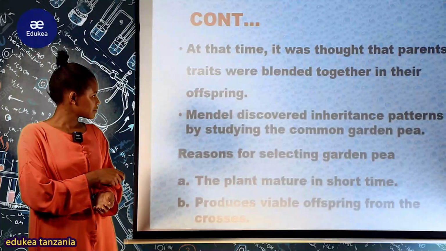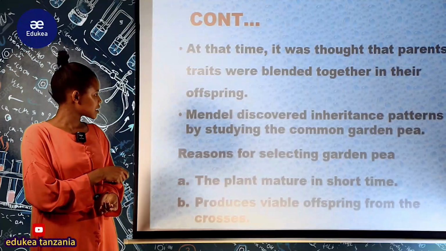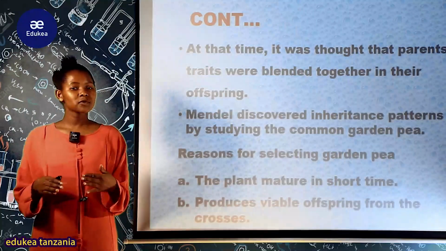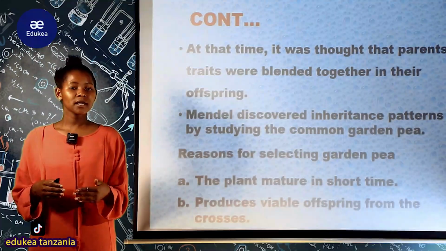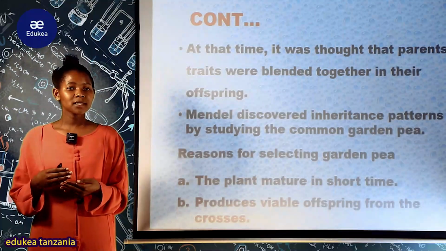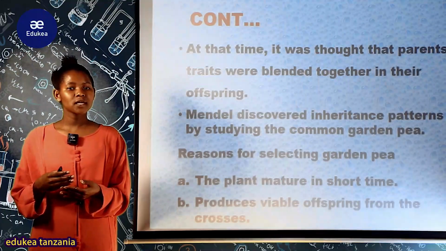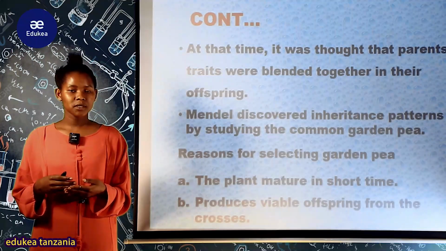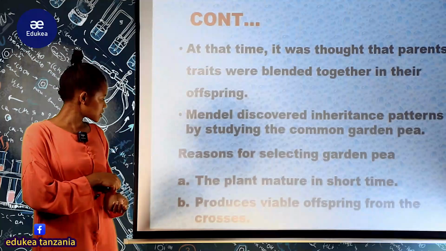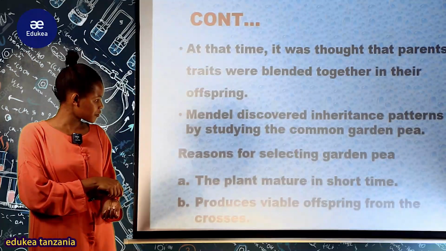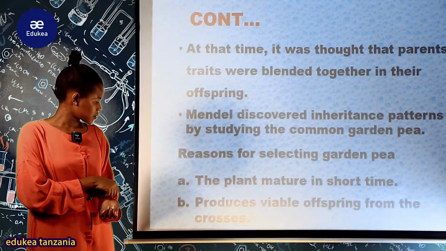Also, Mendel discovered inheritance patterns by studying the common garden pea. Kivipi Mendel alifanya uchunguzi wake? Alitumia garden pea. And here we are going to look at the reasons why Mendel decided to choose garden pea as the medium for his experiment. Reason ya kwanza, we can see the plant matures in a short time and also produces viable offsprings from the crosses.